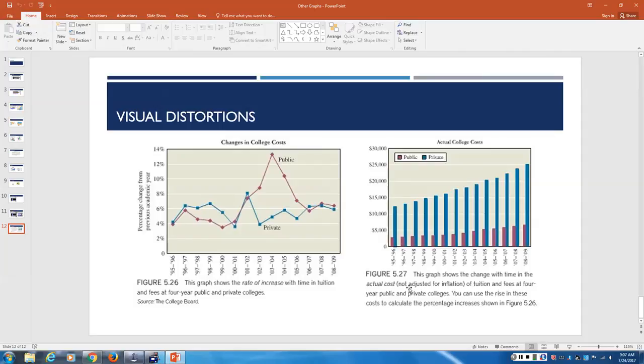This one actually shows the change in time with the actual cost, not adjusted for inflation, of the tuition and fees at four-year public and private colleges. And here your same legend holds true. The purply red color is the public and the blue one is private. That's a true picture. It shows that over the period of time from 1995 to about 2009, private colleges increased dramatically in their tuition and fees, whereas public colleges did increase, but not as much. This gives them a level playing field. It starts them both with their actual costs.